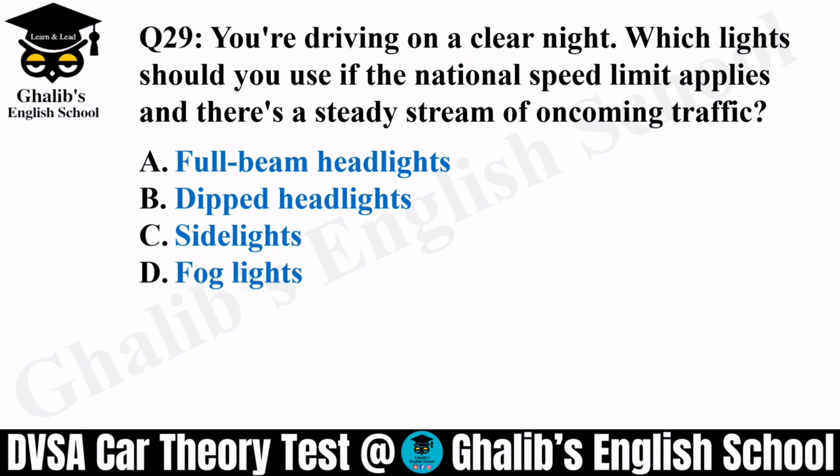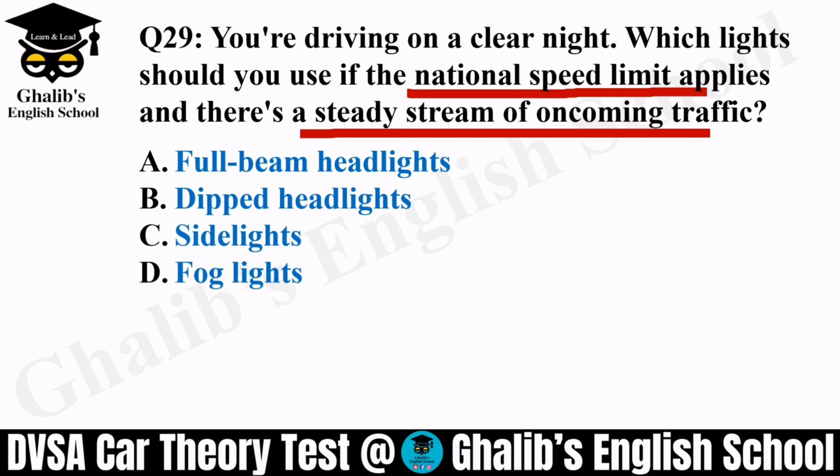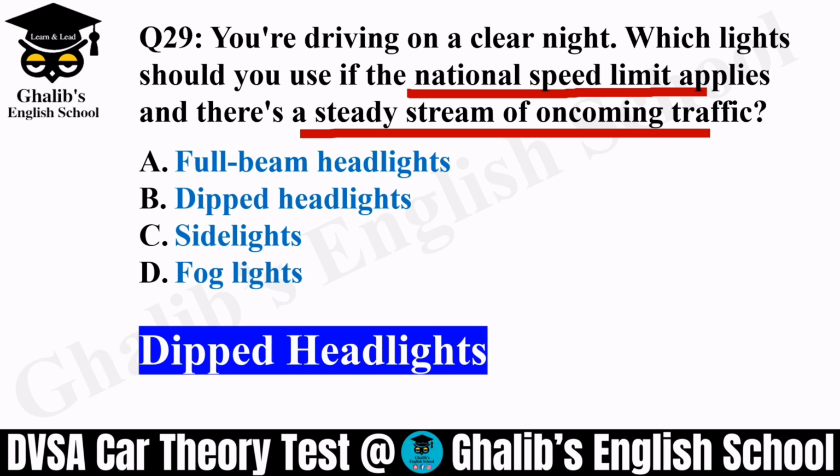Question 29. You are driving on a clear night. Which light should you use if national speed limit applies and there is a steady stream of oncoming traffic? National speed limit applies. Traffic is coming in both directions. So which lights should you use? Dipped headlights. You're not going to use full beam headlights. You're not going to use side lights. You're not going to use fog lights. The correct option is you'll be using dipped headlights.